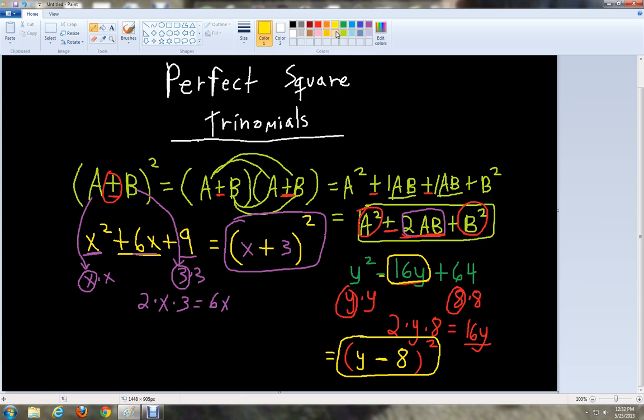There is one more example we want to look at, and we'll do it up here. We have 16t squared plus 40t plus 25. So we know we're going to have something squared, and our middle number is positive, so we'll have a plus sign. So all we need to do is figure out what a and b are.